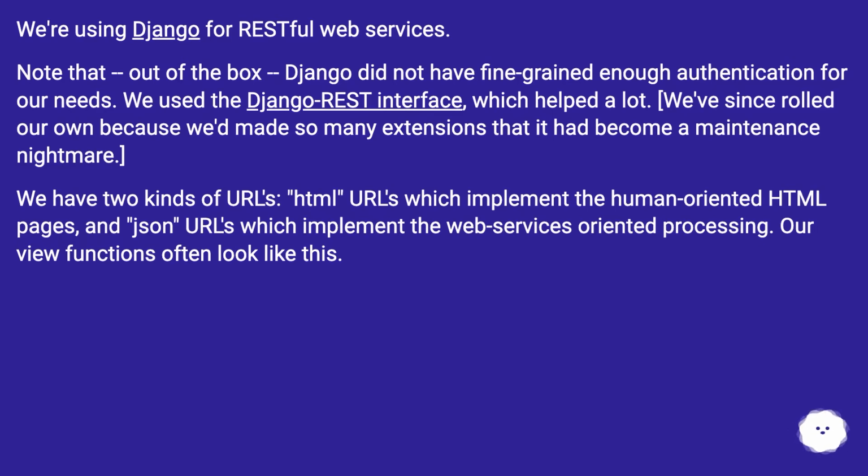We have two kinds of URLs: HTML URLs which implement the human-oriented HTML pages, and JSON URLs which implement the web services-oriented processing. Our view functions often look like this.